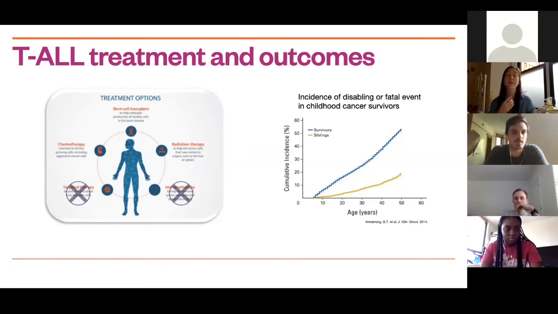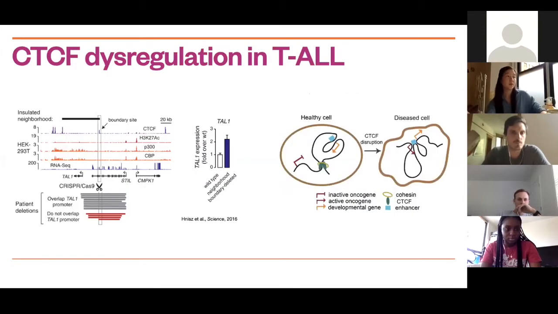In this study, they looked at all childhood cancer survivors, of which leukemia is actually one of the most common childhood cancers. And you can see that the incidence of some sort of disabling or fatal event is much higher in cancer survivors than in their siblings. That's pretty much a direct consequence of how toxic chemotherapy is. So clearly these patients need some sort of targeted therapy. And we think perturbing CTCF might be a way to get at this targeted therapy so these patients can have better lives. So one way that CTCF can be dysregulated in T-ALL is, so I mentioned, let me go back.